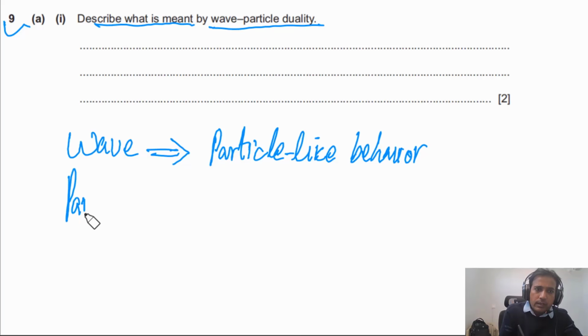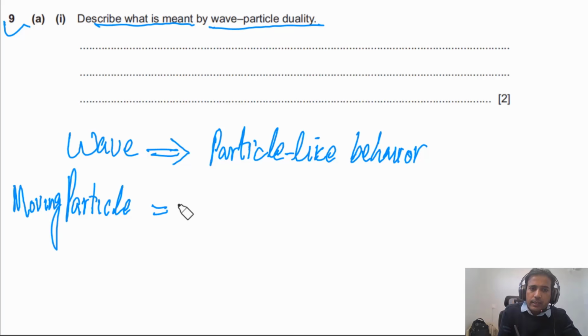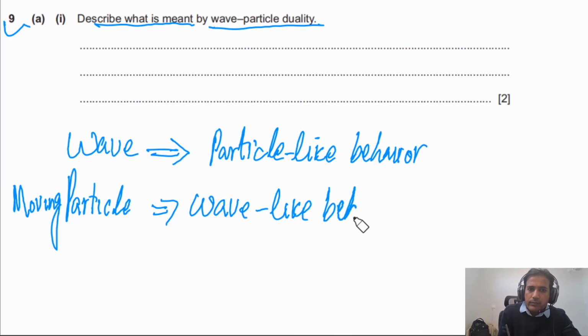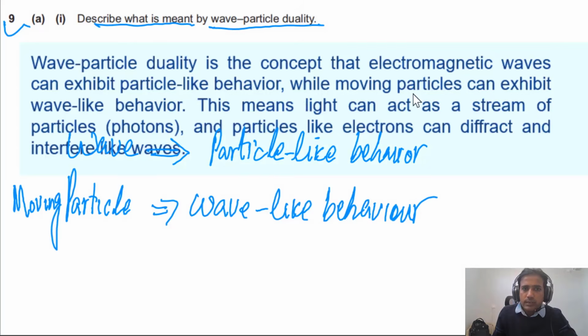So we can say moving particles, very important one. Moving particles can exhibit wave-like behavior. American or UK spelling, same. So behavior. These are the points you have to write down in your answer. Now let me show you the answer. In the answer, these points you have to mention.